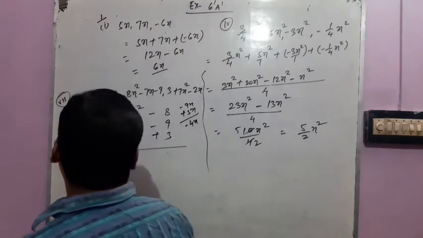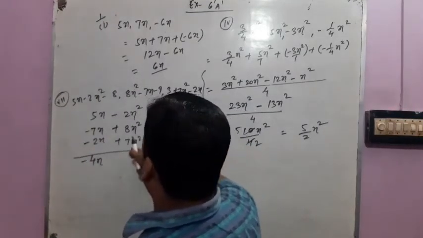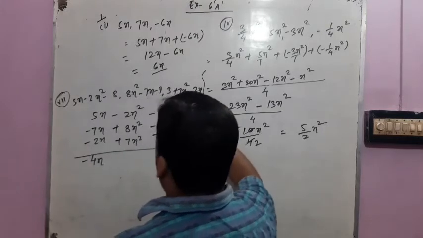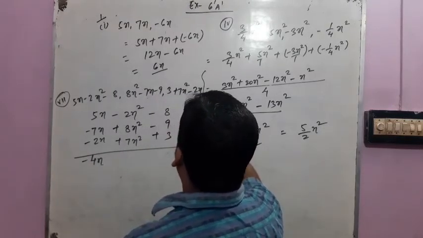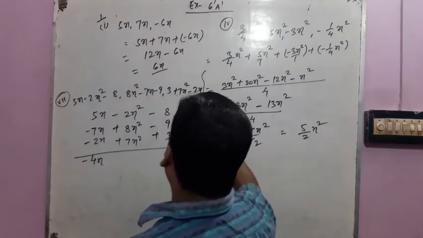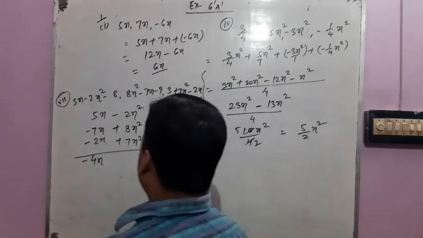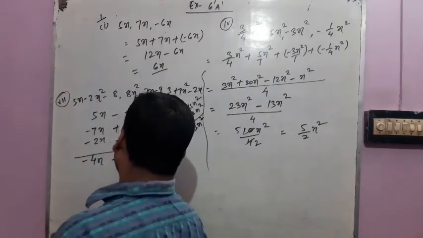Minus 4x. Similarly, here both terms are positive, so we have to add them first. 8 and 7 give 15x square, and here minus 2x square. Now when we add them, we will get 15 minus 2, 13x square. So we have to write here 13x square.